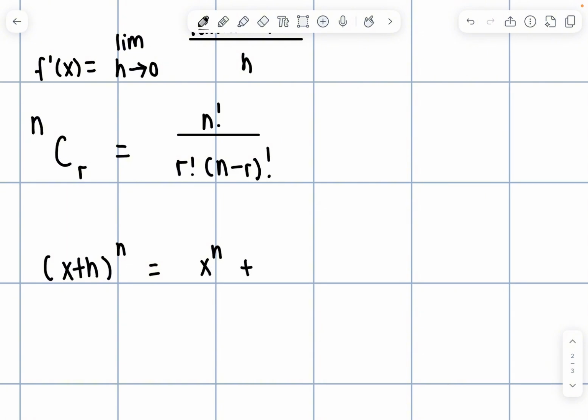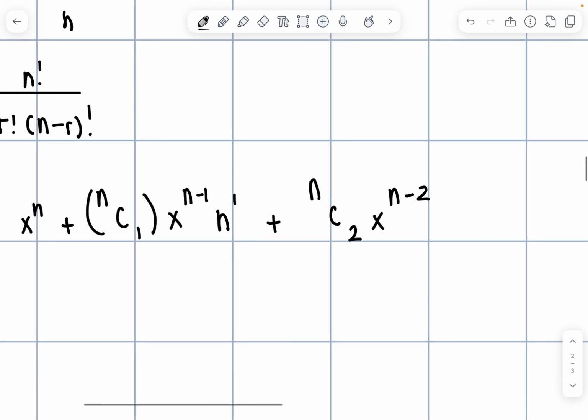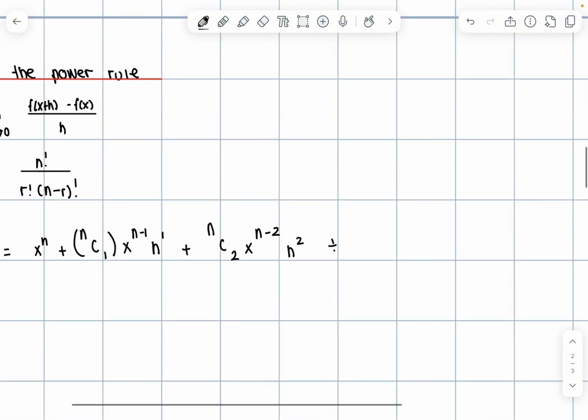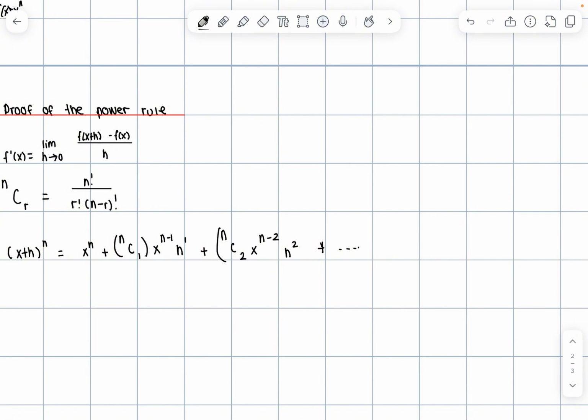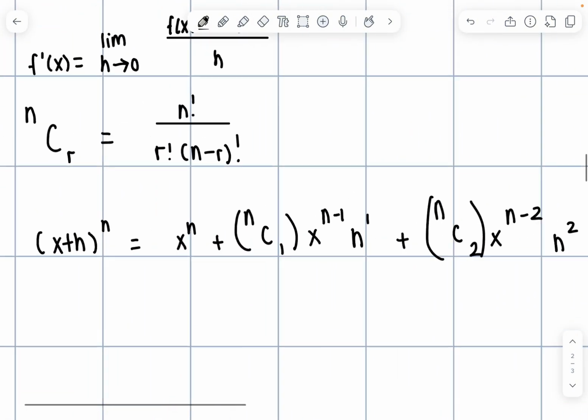plus n choose 1, which is our coefficient for the following term. Then it'll be x to the n minus 1 times h to the 1. And then you would continue that on going n choose 2, x to the n minus 2, h to the 2. And then that will keep going on n amount of times. Sorry, it looks like a division symbol, but it's not. And that's basically just a way, using Pascal's triangle, of expanding out a polynomial of nth order.